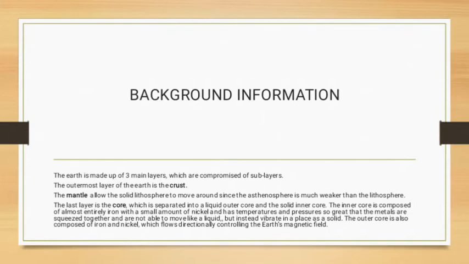The inner core is composed of almost entirely iron with a small amount of nickel and has temperatures and pressures so great that the metals are squeezed together and are not able to move like a liquid, but instead vibrate in place as a solid. The outer core is also composed of iron and nickel, which flows directionally, controlling the Earth's magnetic field.